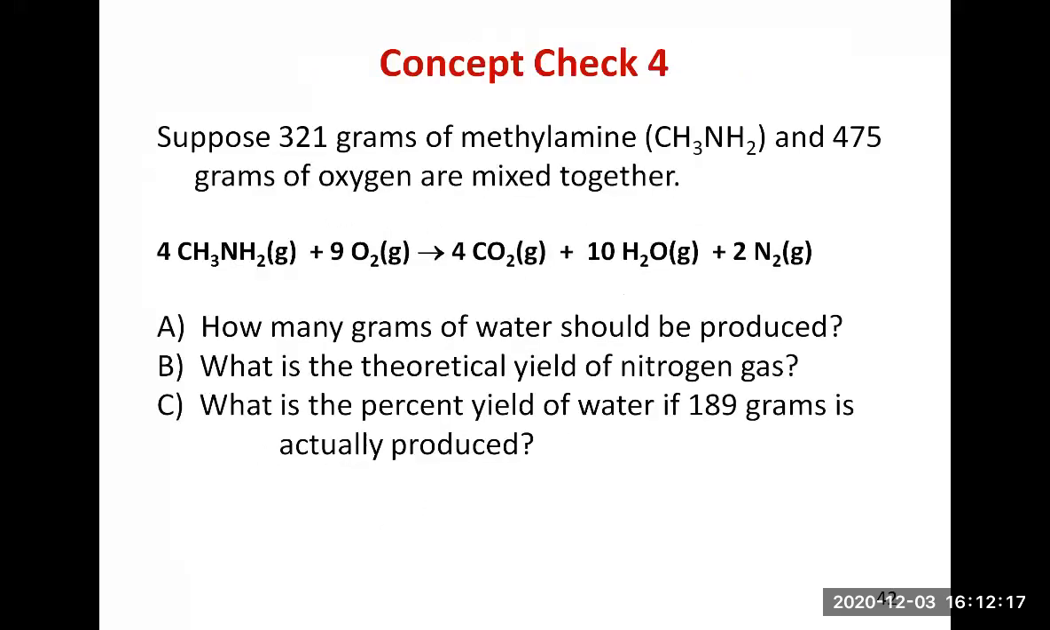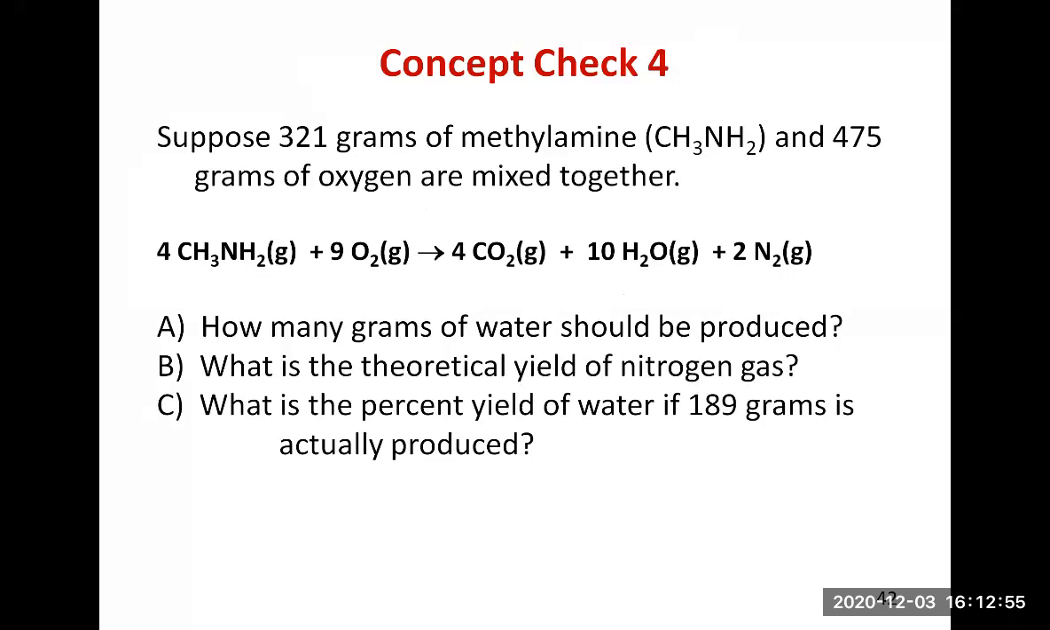So let's go through some concept check now. And it's important that you pause the video and try solving this on your own before you watch the answer. That's the only way to learn. So the problem is, suppose 321 grams of methylamine, and methylamine is CH3NH2, and 475 grams of oxygen are mixed together. You're given the chemical equation and it's balanced. And the first question is how many grams of water should be produced?